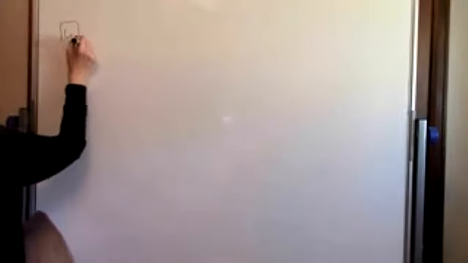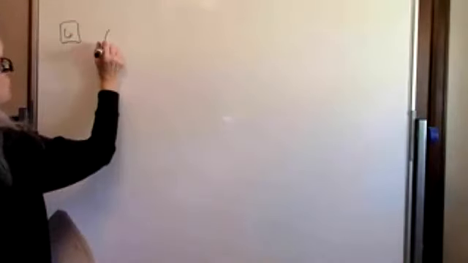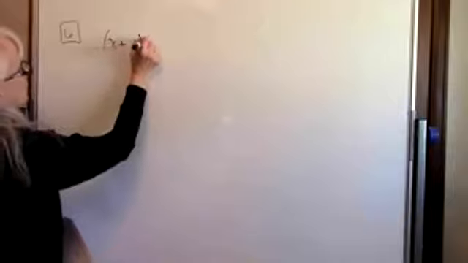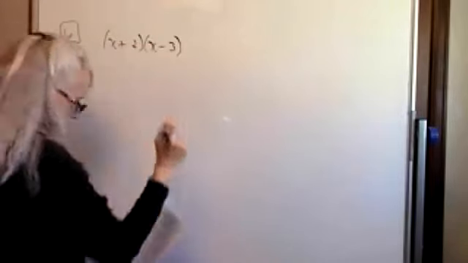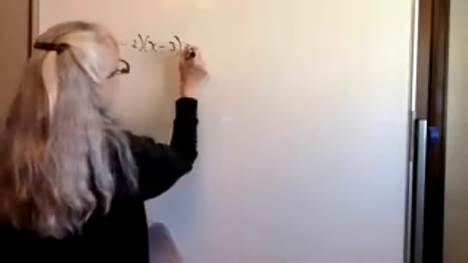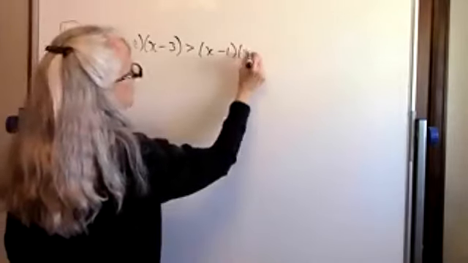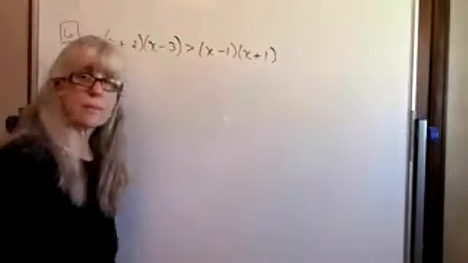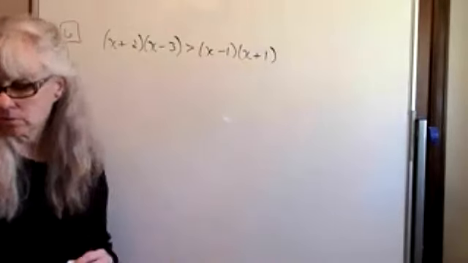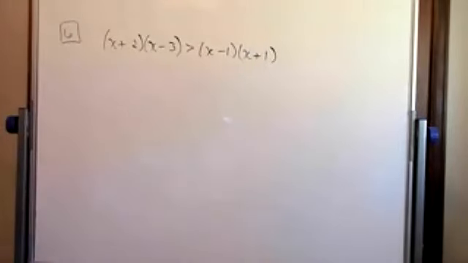So example 6, we have the quantity x plus 2 times the quantity x minus 3, and that's going to be greater than x minus 1 times x plus 1. So because we have parentheses, we're going to come in and FOIL everything out. So let's go ahead and multiply everything out.